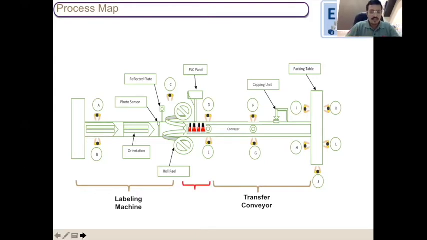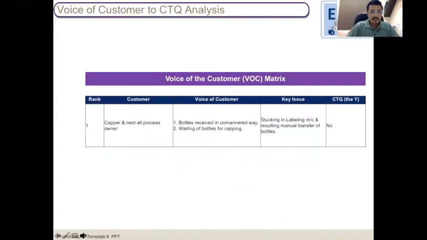So if you see here, the red one, this particular part was the bottleneck operation, and because of that, they had two additional people working on this non-value-adding activity. Their job was to transfer the nail enamel bottle from this conveyor to the next conveyor, right? So now, what was the voice of the customer?